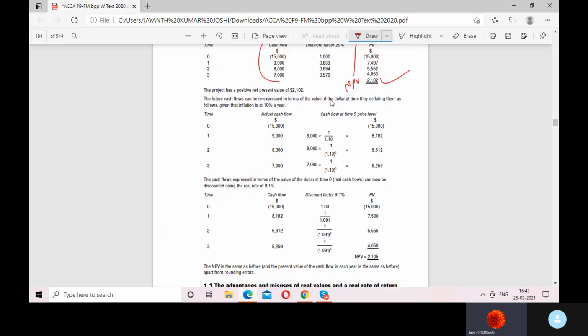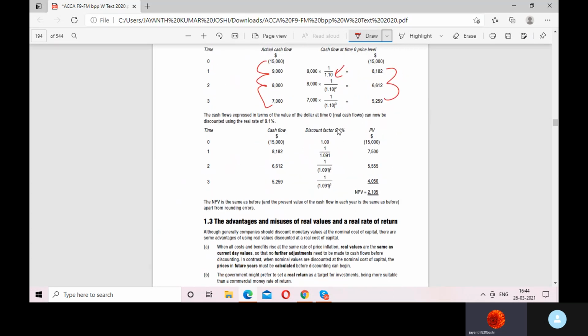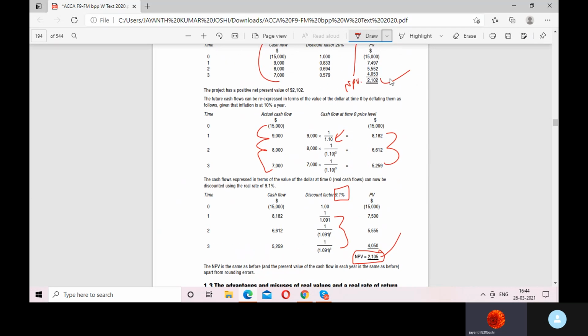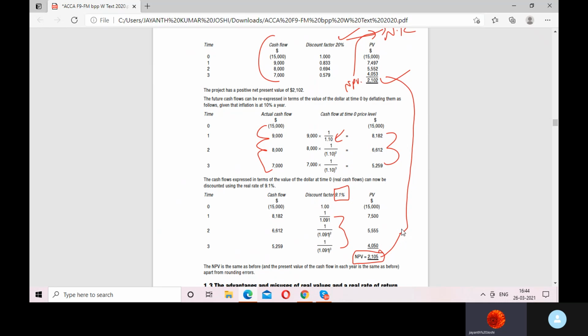Now, let us do the same thing. First, we will remove the inflation. So we are just removing the inflation from all these cash flows by discounting with the inflation factor. We got these cash flows. Now whatever cash flows we got, we are again discounting with the real rate of return. So we got this NPV. So now you see this NPV and this NPV, there is not much change. They are almost the same.